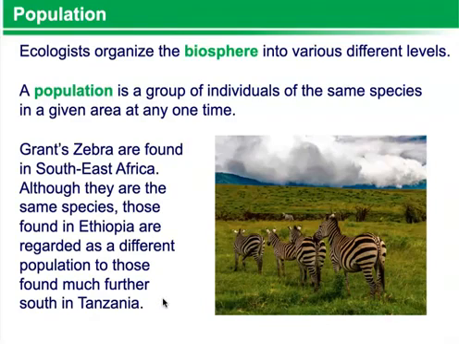Grant's zebra are found in Southeast Africa. Although they are the same species, those found in Ethiopia are regarded as a different population to those found much further south in Tanzania.